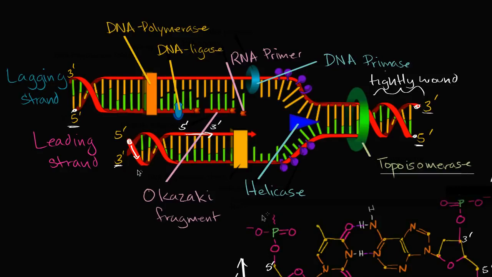So what needs to happen here is, to start the process, you need an RNA primer, and the character that puts an RNA primer, that is DNA primase. We'll talk a little bit more about these characters up here on the lagging strand, but they'll add an RNA primer here, and then once there's a primer, then DNA polymerase can just start adding nucleotides. It can start adding nucleotides at the 3' end.